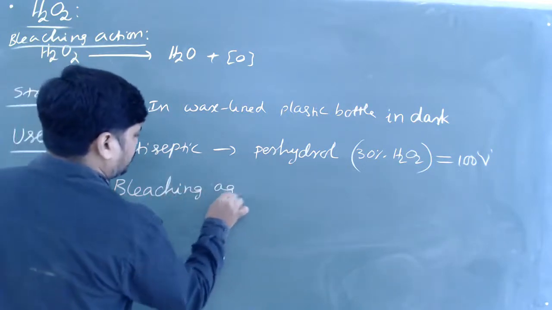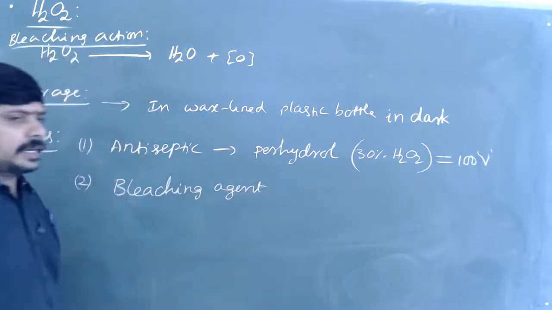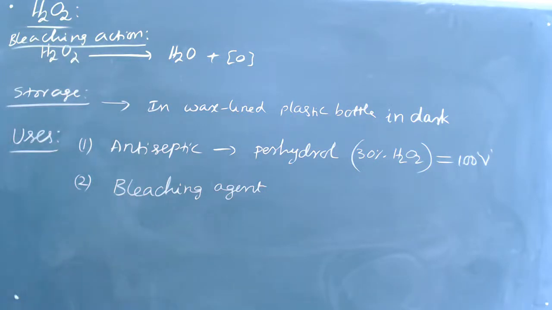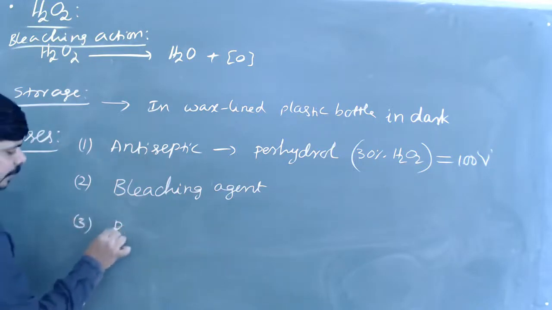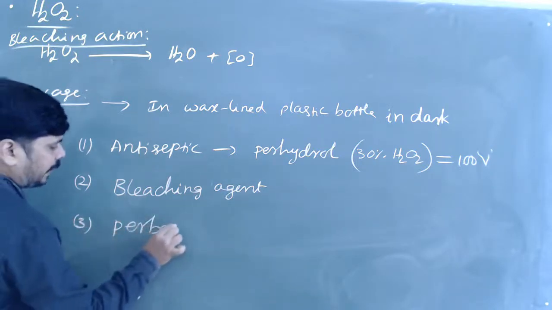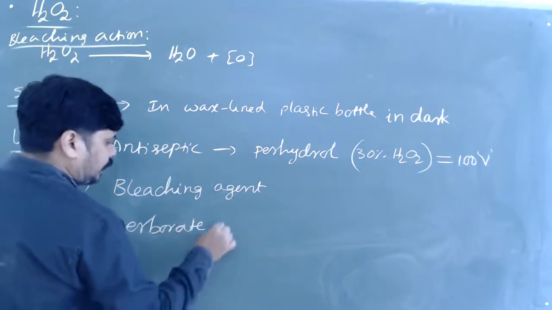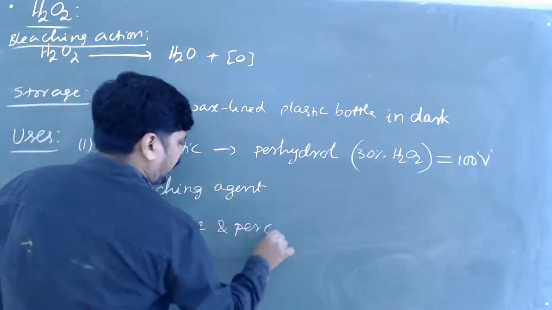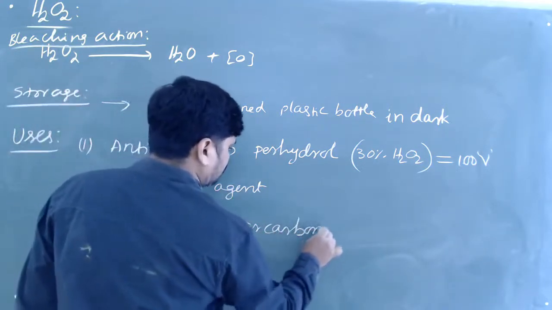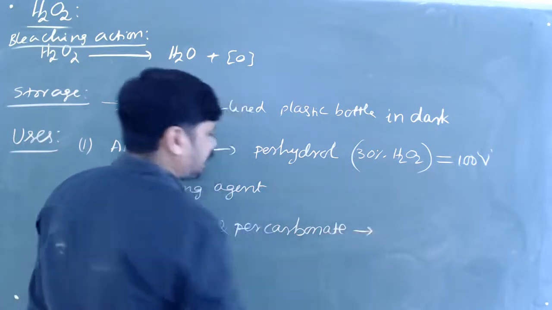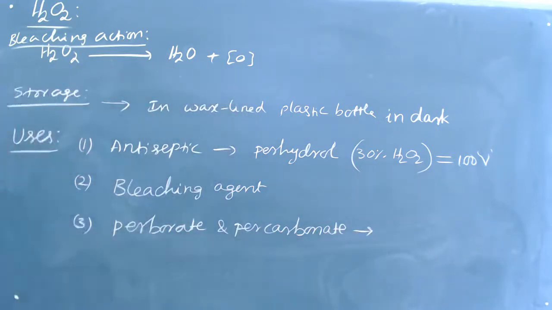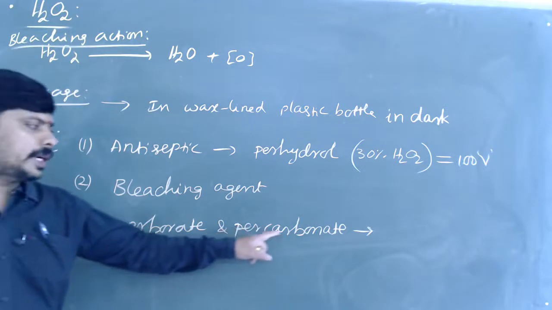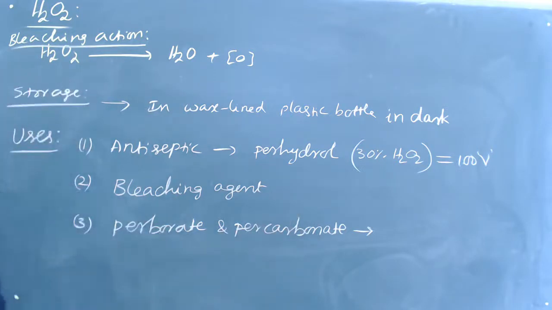I already said it has the bleaching action. Hair bleaching: usually the hair is bleached by using hydrogen peroxide, and it is useful for making perborate and percarbonate. These are constituents of detergents. That's why it is used for the preparation of perborate and percarbonate.